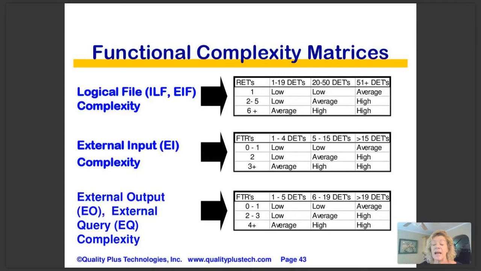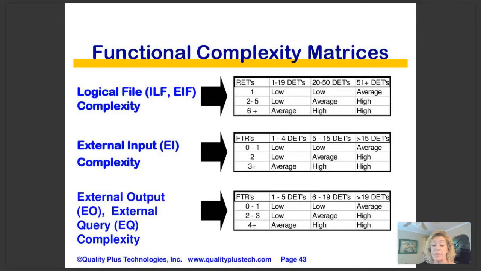ILFs and EIFs have different function points, but they use the same matrix. External inputs have their own matrix, and it's dependent on FTRs. FTR, again, is file type reference. That's how many ILFs or EIFs do I need to complete the process. And DETs are the number of data element types, the number of data fields, non-repeated.